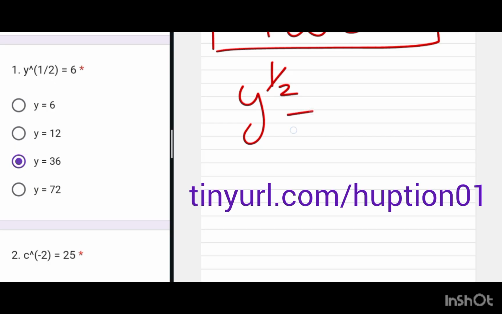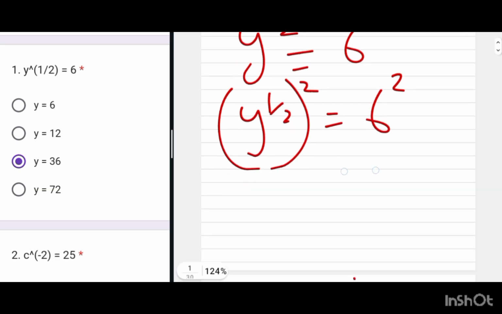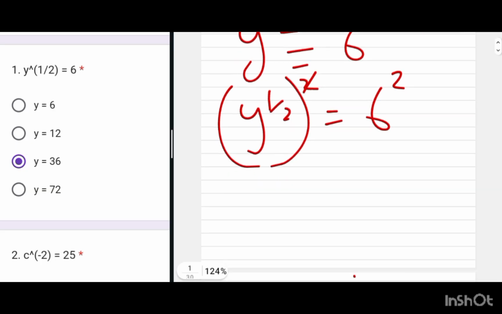The link to the questions we are solving today is tinyurl.com/option01. To the first question, y raised to power 1 over 2 equals 6. Find a way of neutralizing the power 1 over 2. Raise powers on both sides by 2 so that 2 times 1 over 2 becomes 1. So we have y raised to power 1 equals 6 raised to power 2, which is equal to 36.